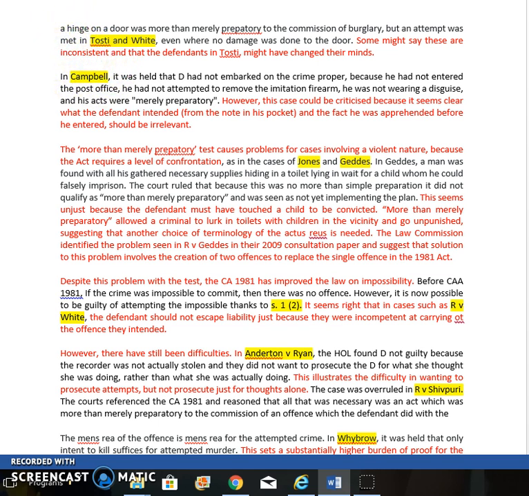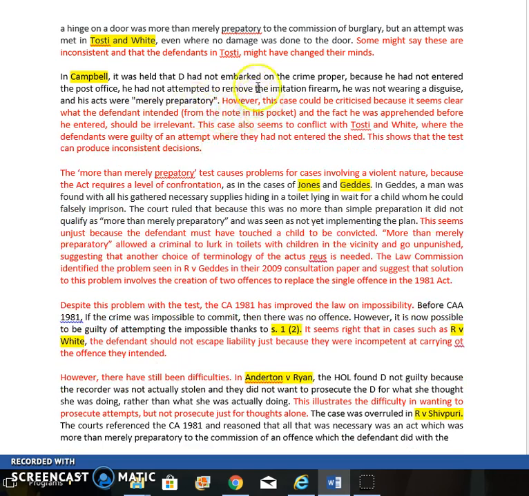And I might just pause this and add that point in for you here. Okay, so I've added that in. If you have a look at my evaluation then of Campbell, I've said that Campbell can be criticised because it seems clear what he intended. I mean, he had a note in his pocket. It doesn't get much clearer than that. And I've added in here that Campbell also conflicts with Tosti and White because the defendants were guilty in Tosti and White where they'd not entered the shed, but of course he's not guilty where he's not entered the post office. So this shows that the test can produce inconsistent decisions.